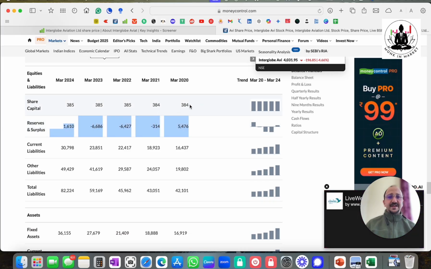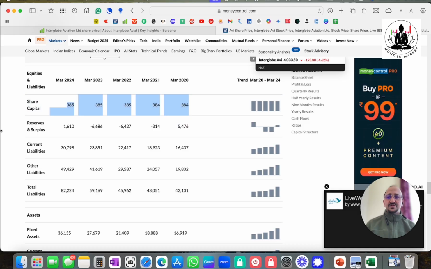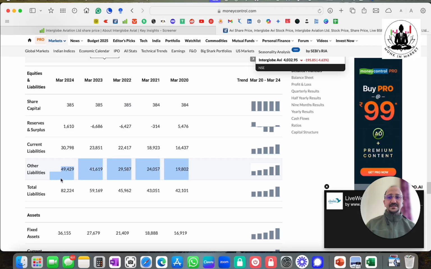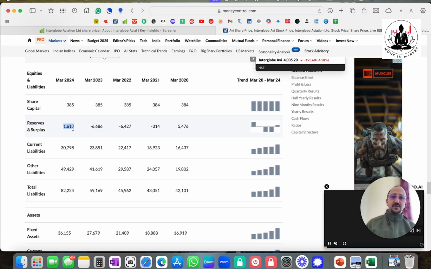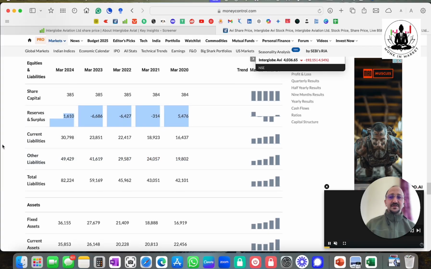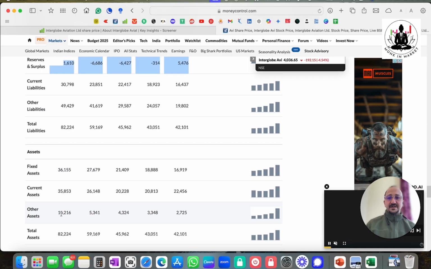Again, it's a flying company. The equity was quite constant. Let's see the other liabilities. This is a big red flag, guys. The loans were much higher. See, 49,000 crore was the loan, and around 1600 plus 300, so 1900, was the equity. It's a big red flag, so it's a no. It's also a no. Two red flags, guys, right? Now, current liabilities and current assets. Current liability is less than the current assets, so just one green flag. Rest everything seems to be very fishy over here.